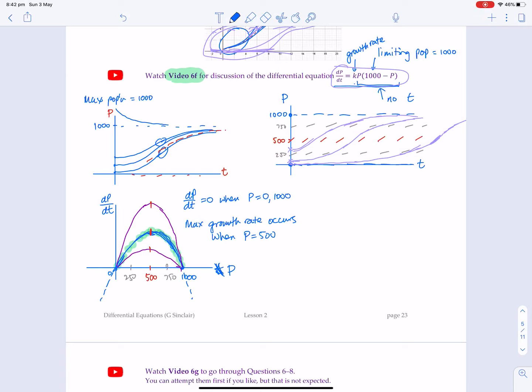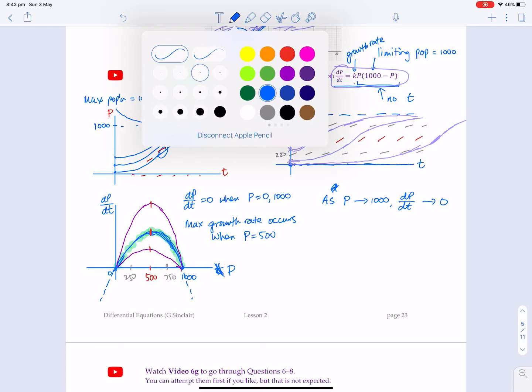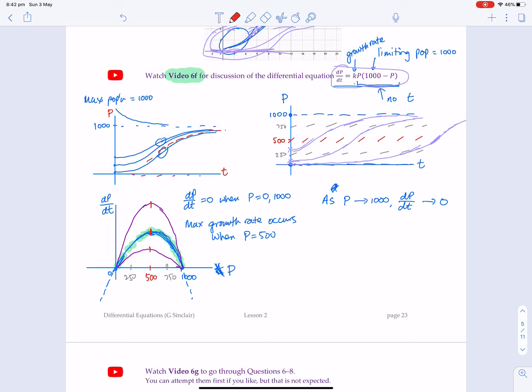Okay, so a couple of other points that I made verbally before, I'll just put down in writing. As p approaches 1000, dp/dt approaches 0. That's very important behavior that we can see there. But I just want to add a little detail there. As p approaches 1000 from below, that's what that little minus is, then the growth rate approaches 0 from above. There are no negative gradients in here. Okay, they're all positive gradients.